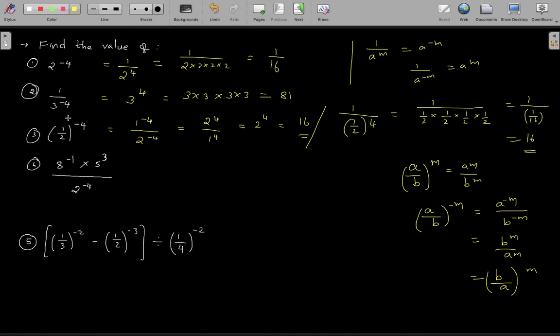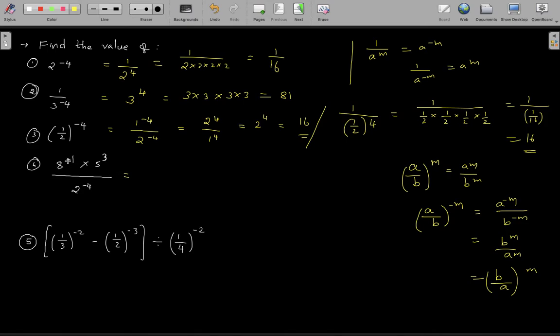1 by 2 raised to the power negative 4 is same as 2 by 1 raised to the power positive 4, which is 2 power 4, which is nothing but 16. Or you can also simplify it in the other way, that is 1 by 1 by 16, which is 16 by itself. How are you going to solve this problem?